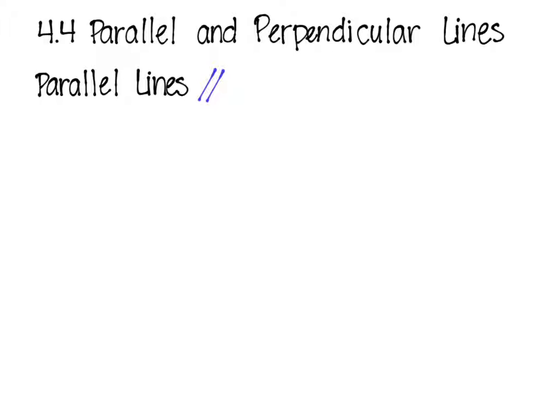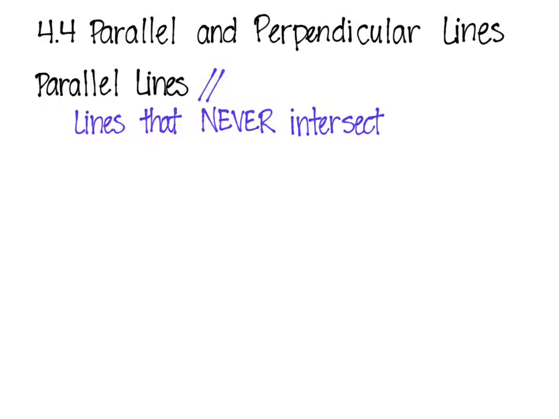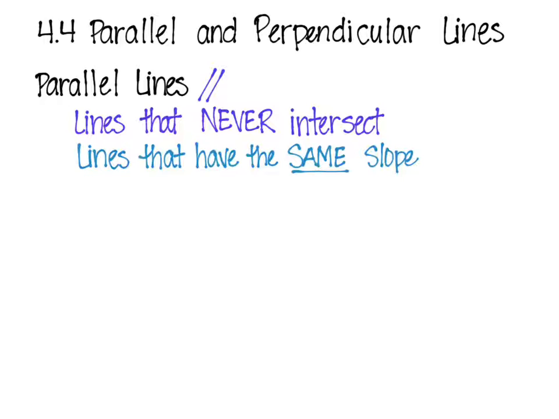Parallel lines, this is the symbol that we can use for parallel lines, are lines that never intersect, ever. They never, ever intersect. But another way we describe them is they're lines that have the same slope.